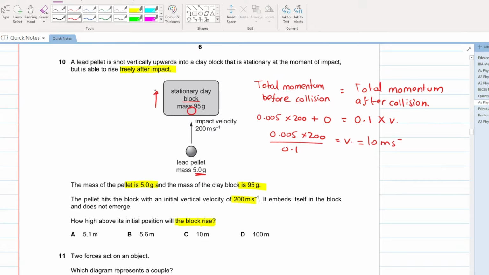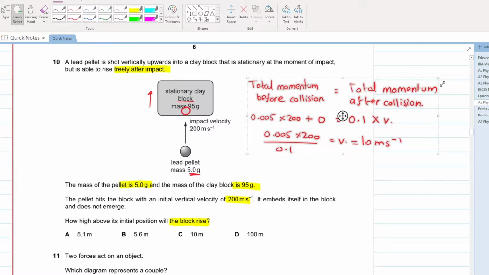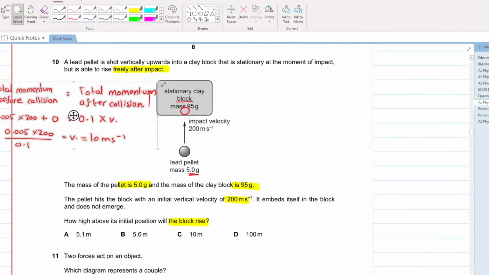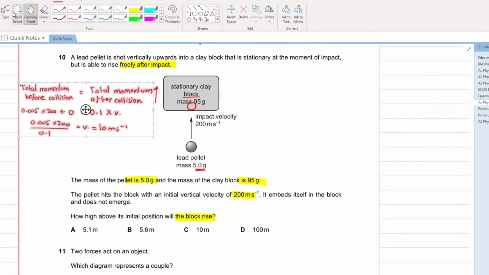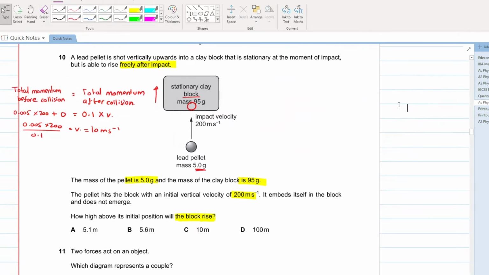Perfect. Now, how can you calculate the maximum height above the initial position? You can say kinetic energy. Okay, let's put this working to this side. Now you can conveniently say that kinetic energy will get converted into what? Gravitational potential energy. What is the kinetic energy? 1/2 m v squared. What is the gravitational potential energy? m g h. m cancels out.